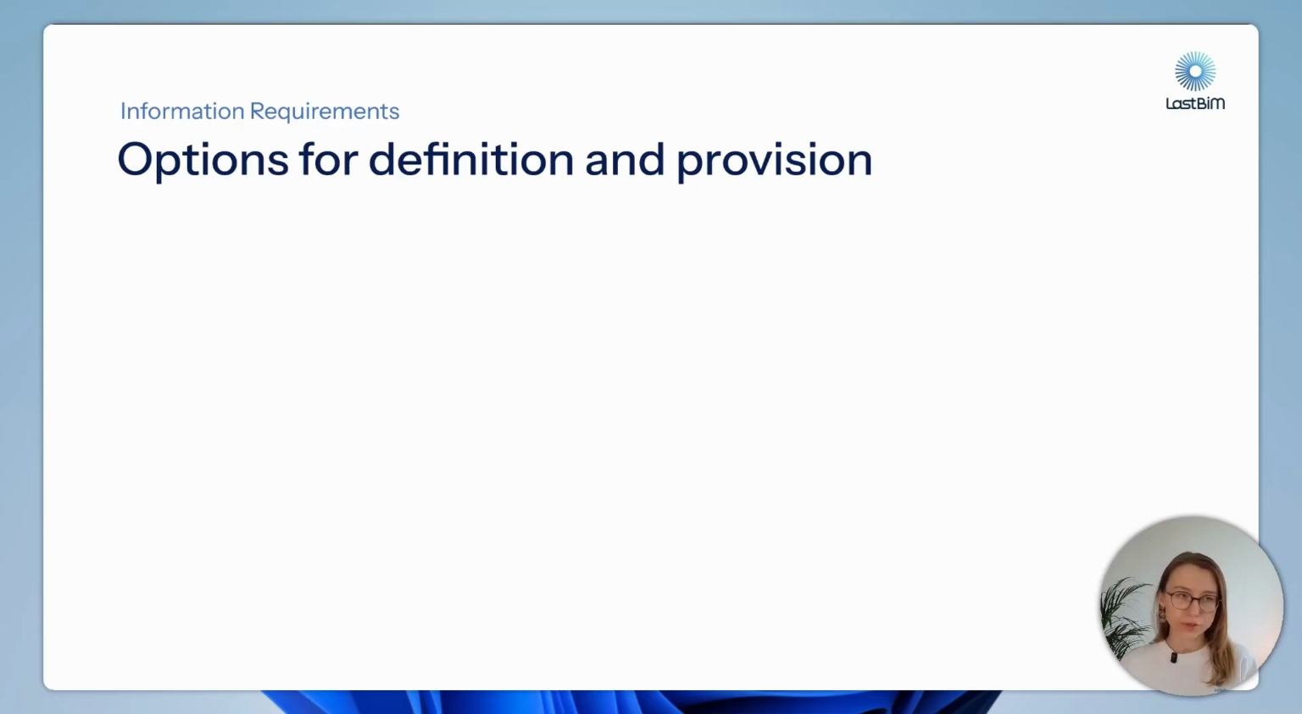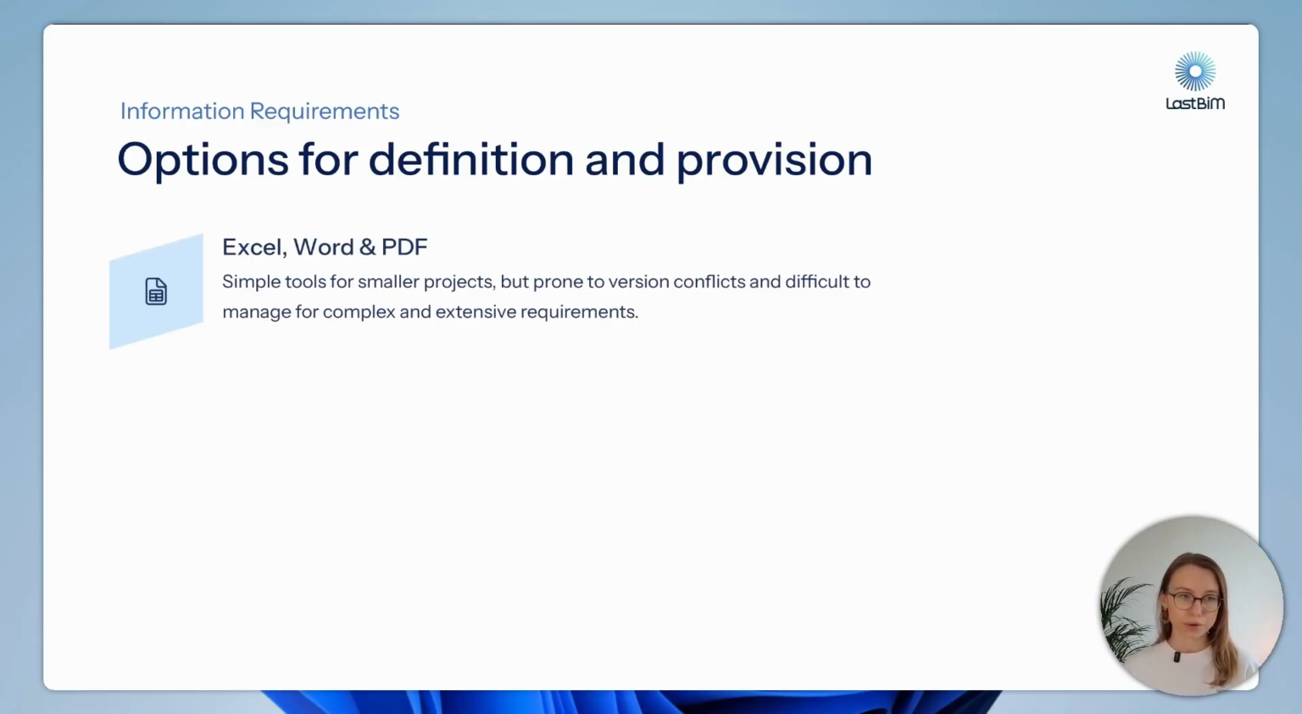To define those information requirements, there are different options. First of all, the one that probably most of you are most familiar with are the good old Excel files or also Word and PDF documents. In my opinion, they are great to get started with the topic information requirements, to brainstorm and make some first notes. And they might be also sufficient for smaller projects where the requirements are not that extensive.